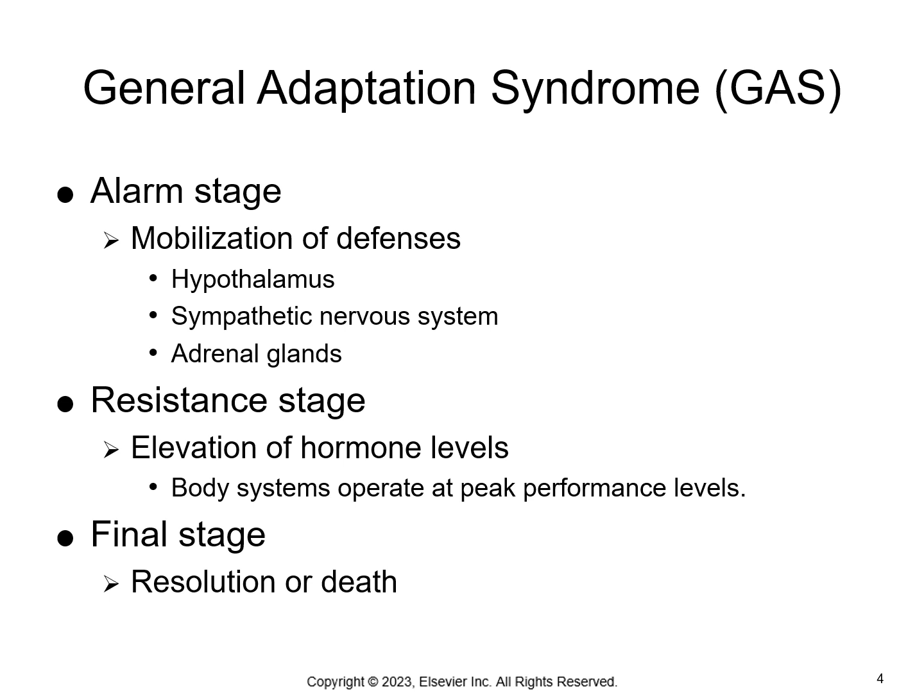Now, in the second stage, or the resistance stage, your hormone levels are going to be activated. What hormones did we just talk about? Cortisol specifically, and we also talked about epinephrine. And your body systems are going to operate at a peak performance here. In the resistance stage, your body's going to start to calm down. Your heart rate and your blood pressure are going to go back to normal.